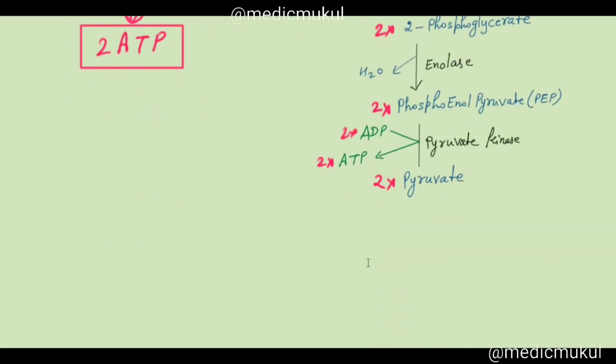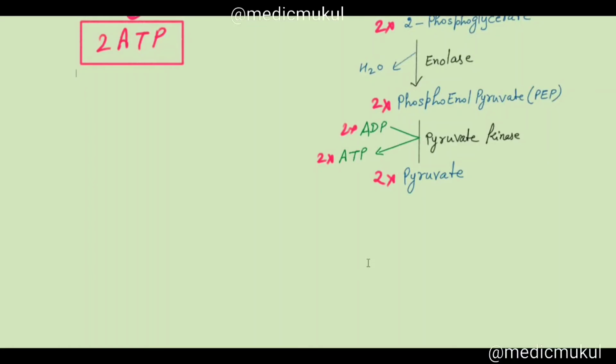Now this pyruvate, what is the fate of this pyruvate? It will go into 2 processes: anaerobic, without oxygen, and aerobic, with oxygen. If the anaerobic process happens, it will convert to lactic acid, and if the aerobic process happens, it will make more energy with the help of the Krebs cycle and electron transport chain, that we will study in the next video.